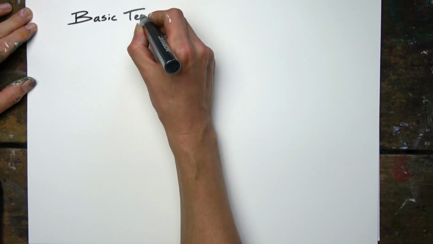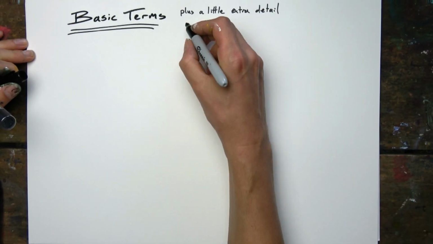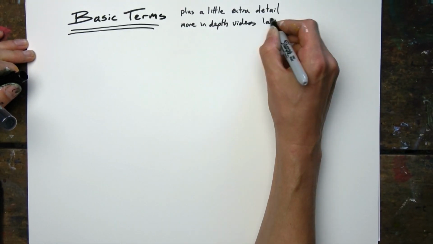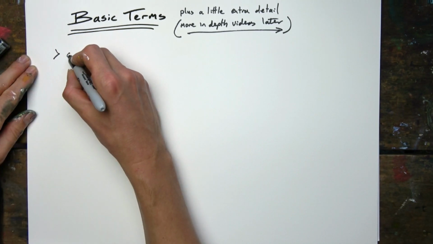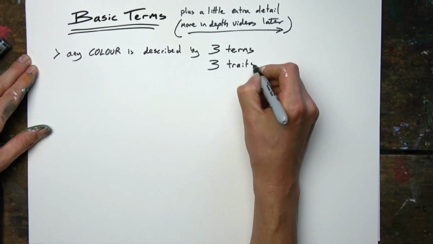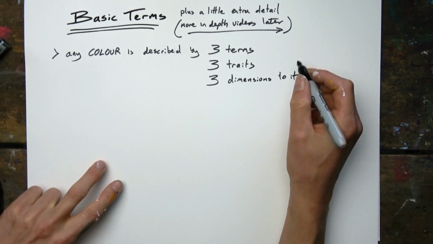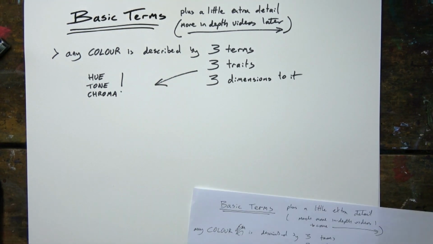Okay, so here we go with some basic terminology, plus a little bit of extra detail, and don't forget there's going to be loads more in-depth videos to come down the line. So we're going to kick off with colour, and basically any colour has three terms which can be used to describe it, or three traits, or three dimensions to it. And these three dimensions that we're going to look at are hue, tone, and chroma.